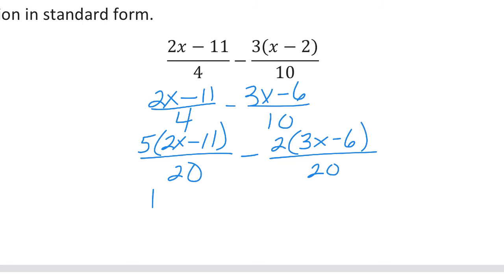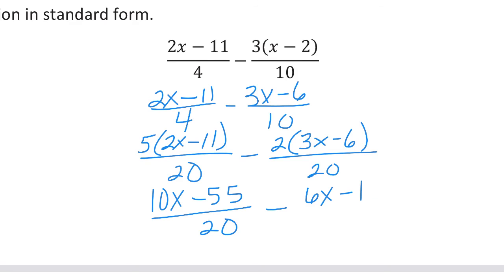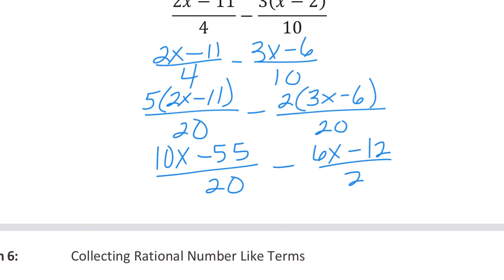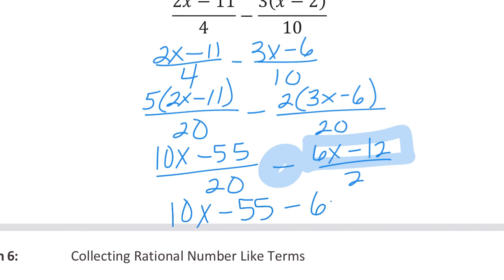Multiplying through, 10x minus 55, minus 6x minus 12, over 20. Reminder that when I combine them across, that's going to change everything in this term to its opposite. So 10x minus 55 minus 6x plus 12. All of that is over 20.